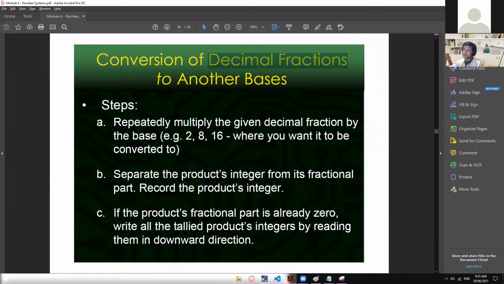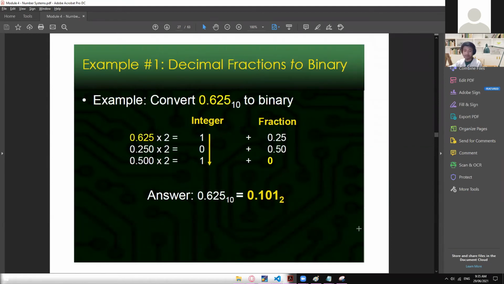Okay, so again, we cannot dissect this one by one. The best way for you to understand this one real quick is by having an actual example. So let's have example number 1 when it comes to decimal fractions to binary. Convert 0.625 base 10 to binary. So our multiplier now is 2.